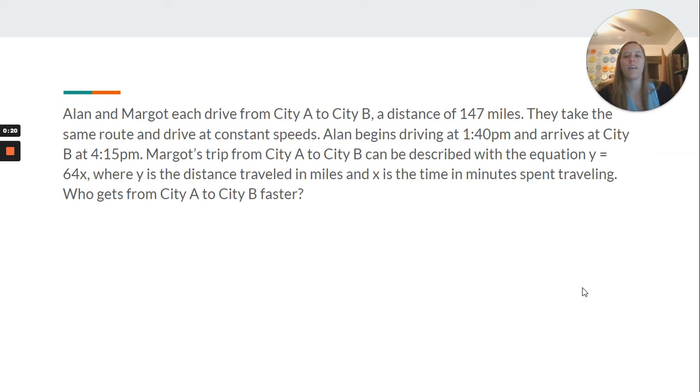All right. So Alan and Margot each drive from city A to city B, a distance of 147 miles. They take the same route and drive at constant speeds. Alan begins driving at 1:40 p.m. and arrives at City B at 4:15 p.m. Margot's trip from City A to City B can be described with the equation y equals 64x, where y is the distance traveled in miles and x is the time in minutes spent traveling. So we want to find out who gets from City A to City B faster.